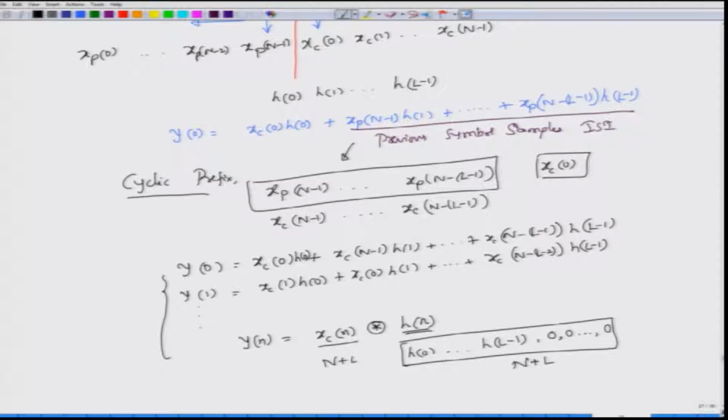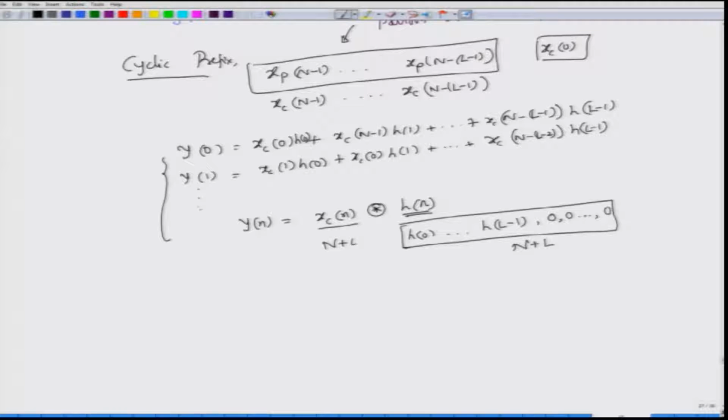So, what we have done is we have equated the length of xc of n and the length of h of n together in such a way that we have made them equal lengths, and we have managed to show that the samples that are coming out of the linear fiber channel, or when the fiber is linear, is given by the circular convolution of xc of n with the h of n sequence of the channel itself. This h of n represents the fiber channel.